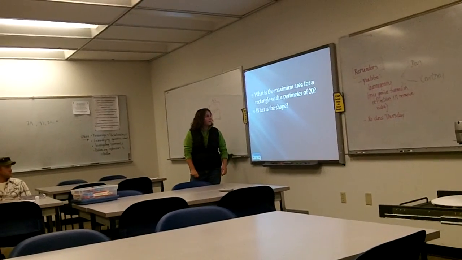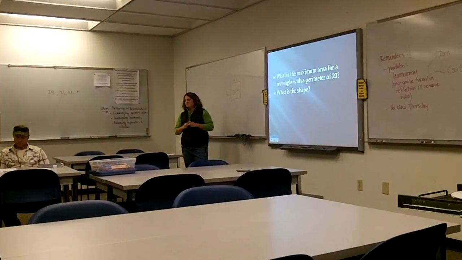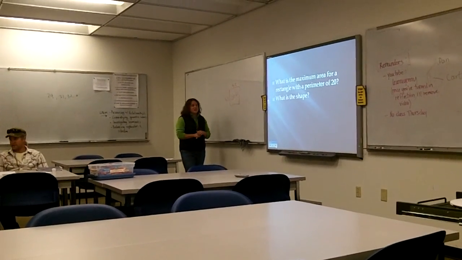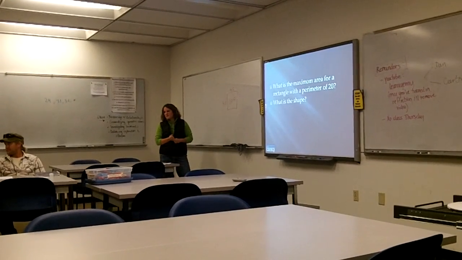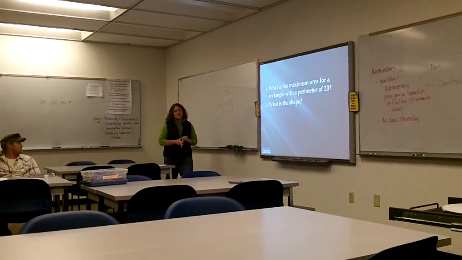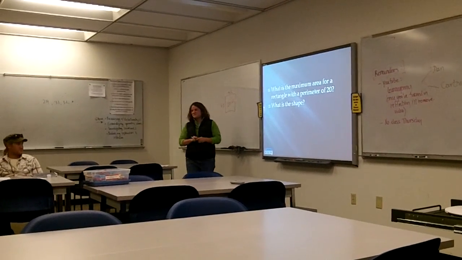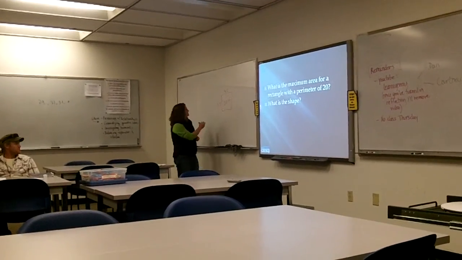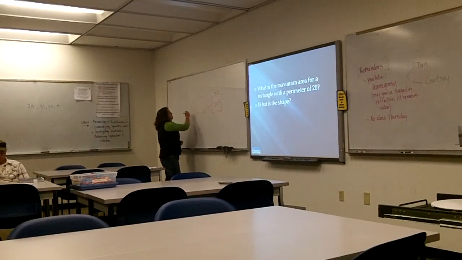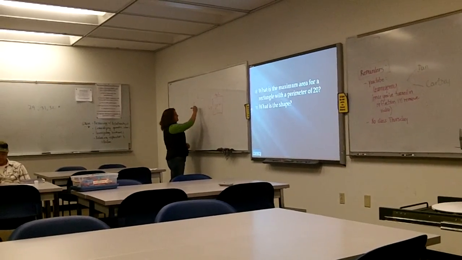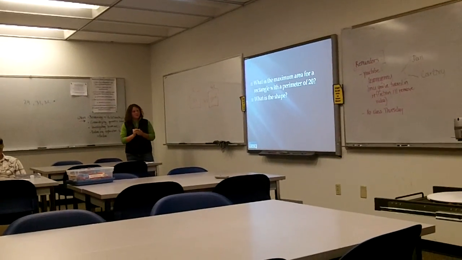So now let's look at another one. What is the maximum area for a rectangle with a perimeter of 20? If you guys can find the dimensions of that in your groups. Do you know what it is? Yeah, Trevor's too smart. Other than Trevor, anybody come up with one? 5 by 5. And what's the area you get for that? 25.